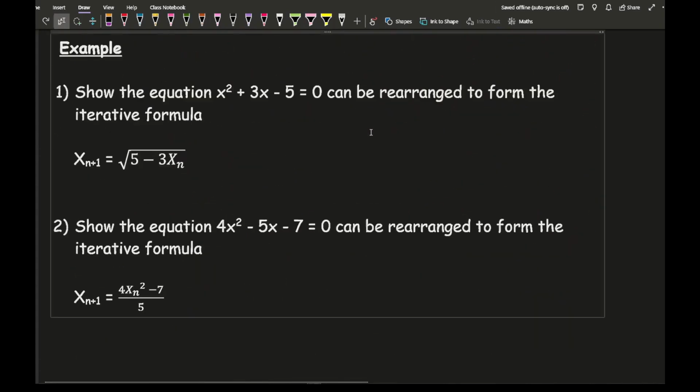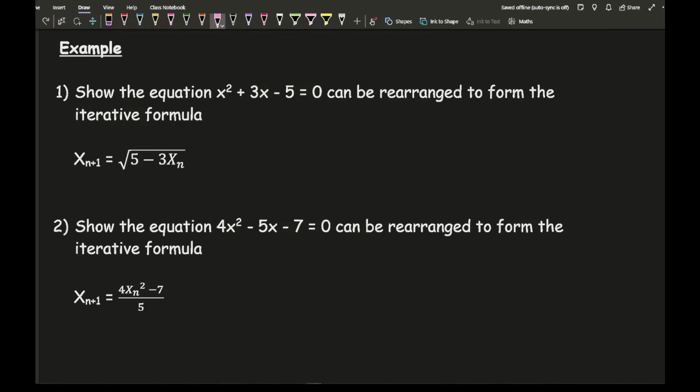So let's have a look at some of these examples. So in this question here it says, show that the equation x squared plus 3x minus 5 equals 0 can be rearranged to form the iterative formula of xn plus 1 equals the square root of 5 minus 3xn. Now because there is a square root involved, I'm going to assume that it's this x that we want to make the subject. So taking this question, if I have x squared plus 3x minus 5 equals 0, I want to make this x the subject, so I leave that as x, but I turn any other x that I see into a y.